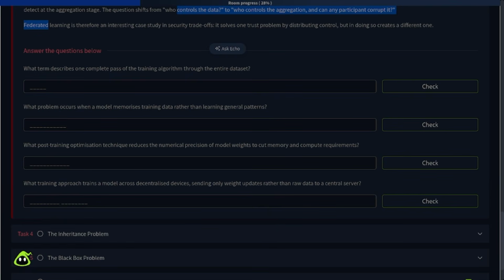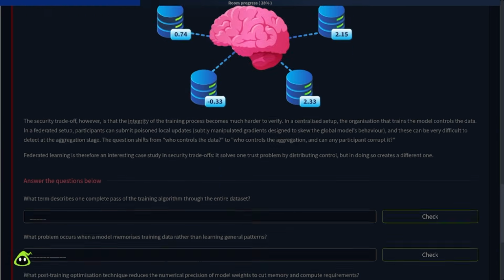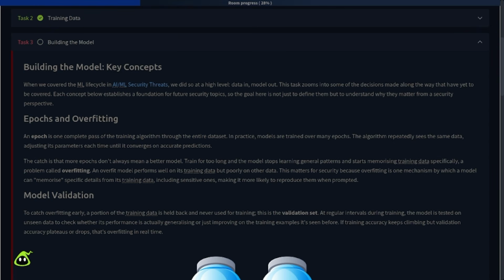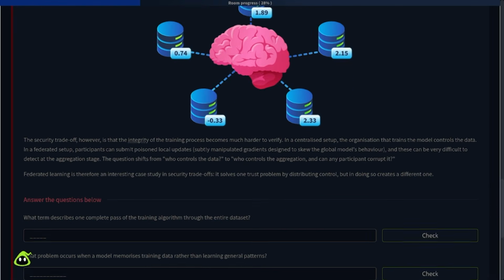So now, jumping on to the answers of the questions of task number 4. Which term describes one complete pass of the training algorithm through the entire data set? I hate this word anyways. You can pronounce this on your own. I'm just going to submit this as the answer.